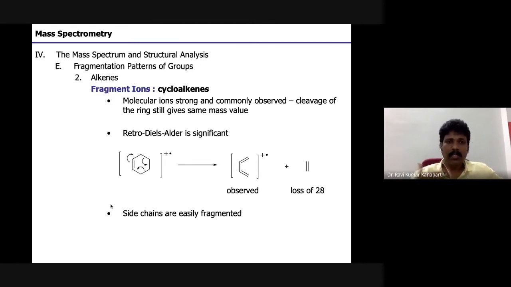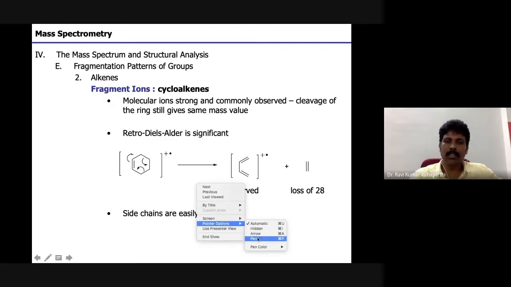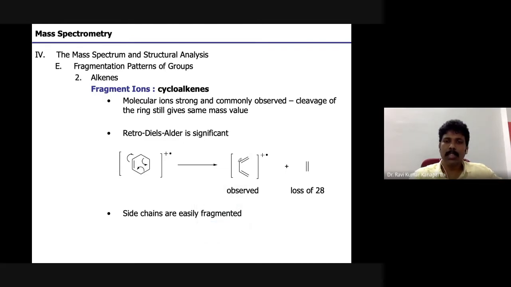Then cycloalkenes. So alkenes, another subcategory, is the cycloalkenes. And cycloalkenes also show the molecular ion peak without any compromise. Even if it is a cyclohexene, we have no problem in seeing it, because it will undergo cleavage. And the retro Diels-Alder product is very often seen, that corresponds to mass number 56, which is actually due to CH2=CH, a 1,3-butadiene type structure, right?